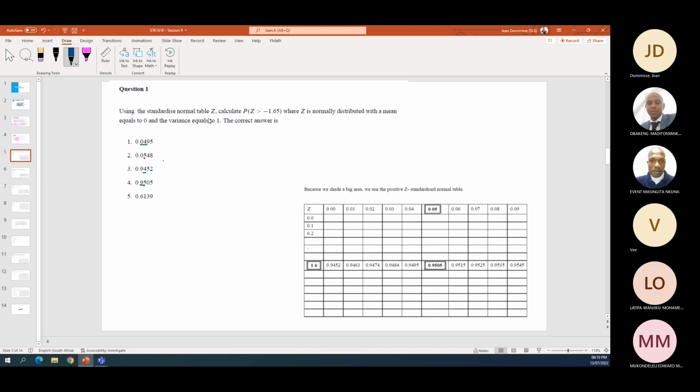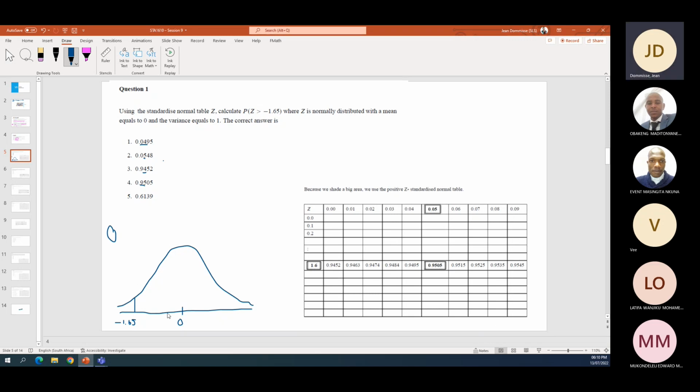Using the standardized normal table Z, calculate the probability that Z is bigger than minus 1,65. When I look at these, I draw myself the normal distribution graph. They say minus 1,65, so I know it needs to be on the left-hand side. The mean is in the middle, it's 0, so it needs to be on the left-hand side.